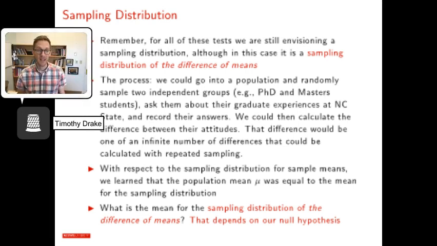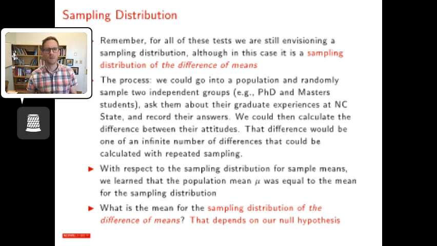So I think now is a good time to pause and remind ourselves that we're still talking about a sampling distribution. So for all of these tests, we're thinking about a sampling distribution and where our sample lies within that, okay? So we can make inferences about the population. Well, in this case, with an independent samples t-test, we're thinking about a sampling distribution of the difference of means.